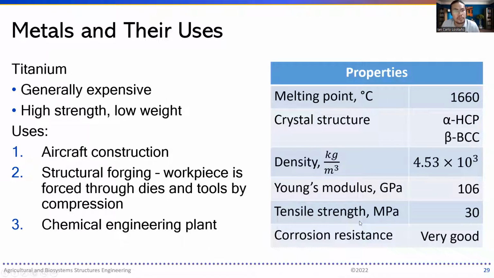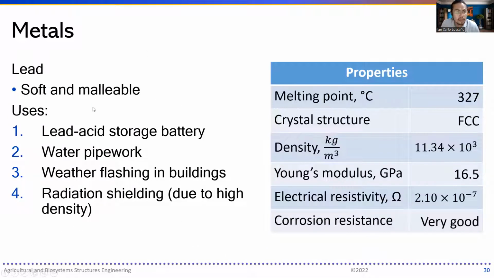You have your titanium. This is generally an expensive metal, but high strength and low weight, and also used in aircraft construction. You can see the density is 4.53 times 10 to the 3. You have your structural forging, where the workpiece is forced through dies and tools by compression. It is also used in chemical engineering plants because of very good corrosion resistance, and still lightweight. The melting point is very high at 1660 degrees Celsius and it exists in two phases: the alpha HCP and the beta BCC, body-centered cubic.